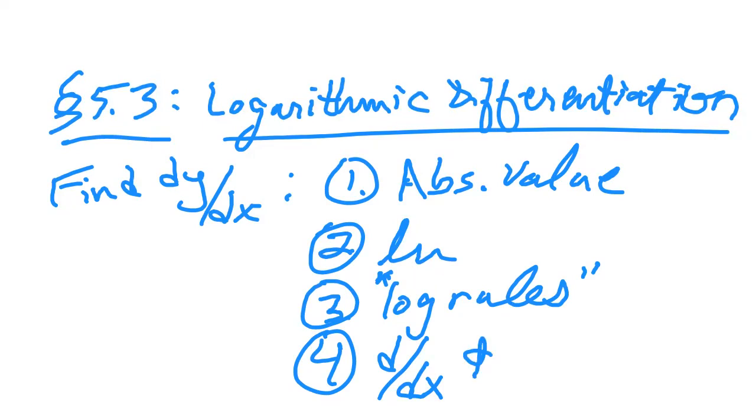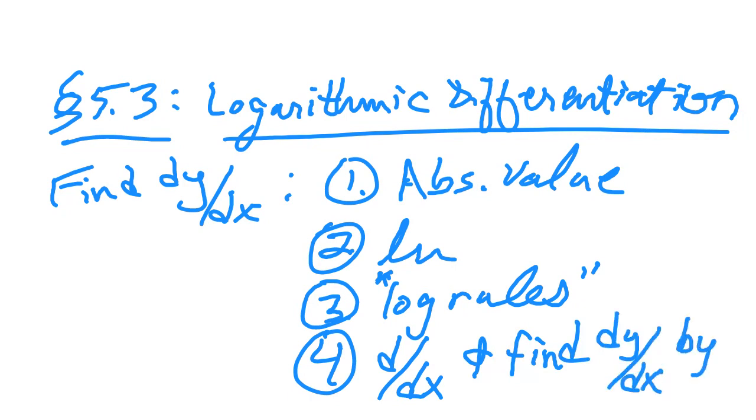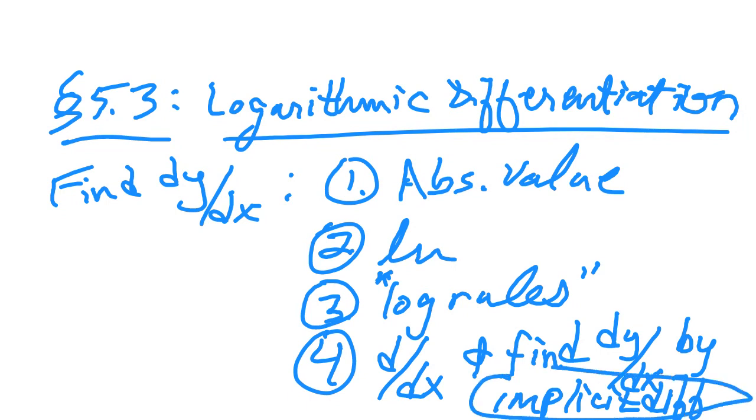and find dy/dx by implicit differentiation. All right, which we did in the previous section. Okay, so let's remember what implicit differentiation is. That's nothing more than the chain rule, right? Okay, so let's go back to the example that we were working on.